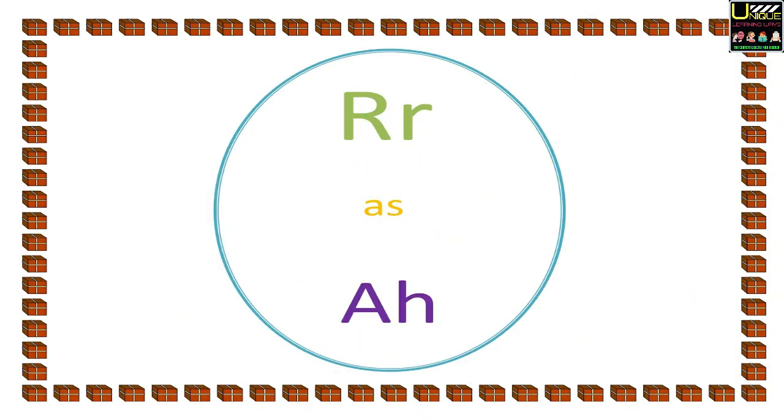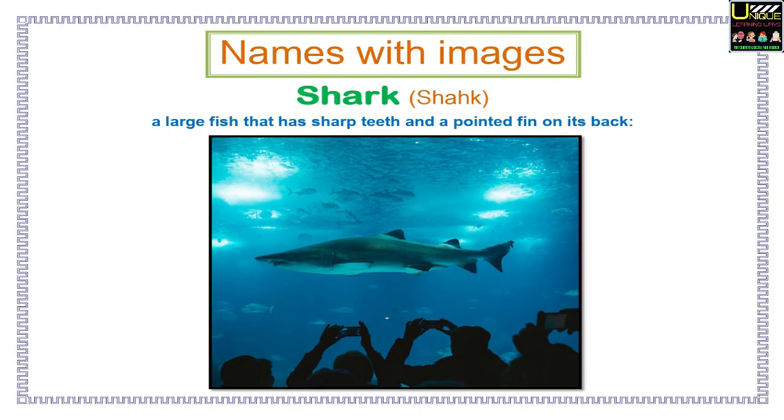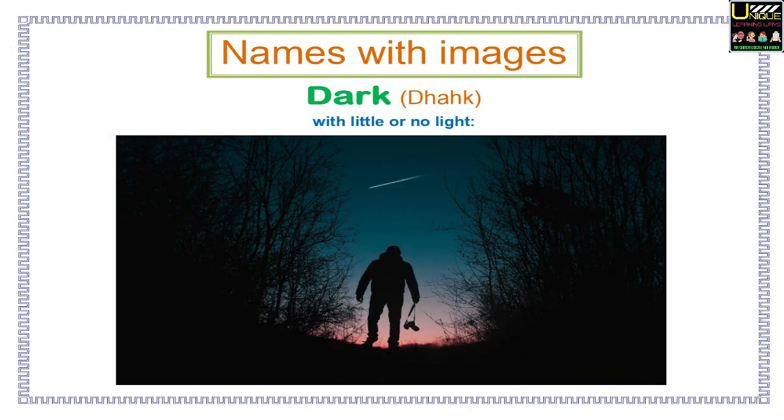R as R. Names with images. Here I have a word with its pronunciation, explanation, and an image for you. Shark: a large fish that has sharp teeth and a pointed fin on its back. Dark: with little or no light.